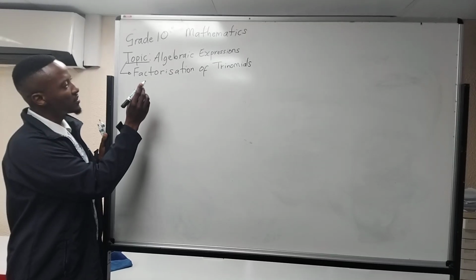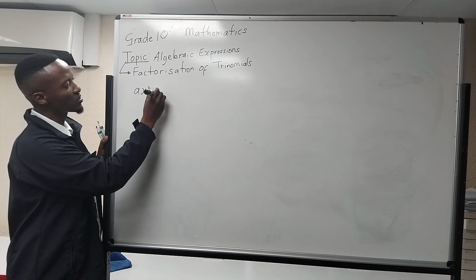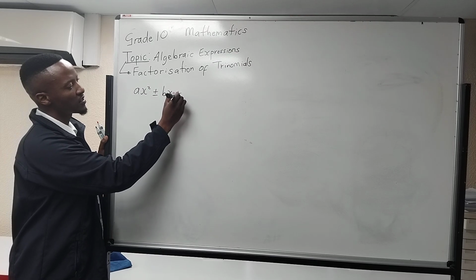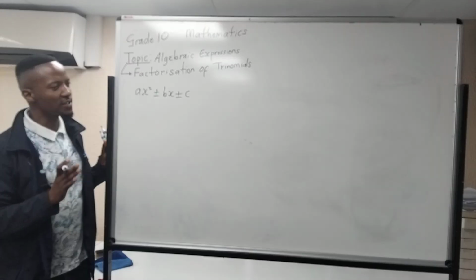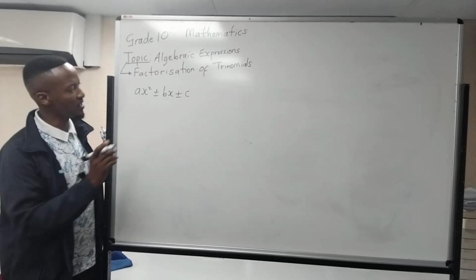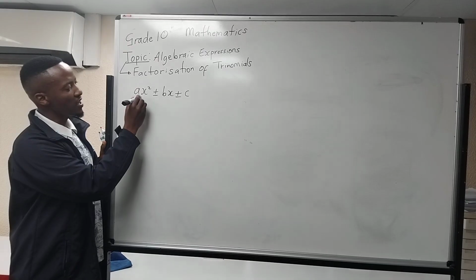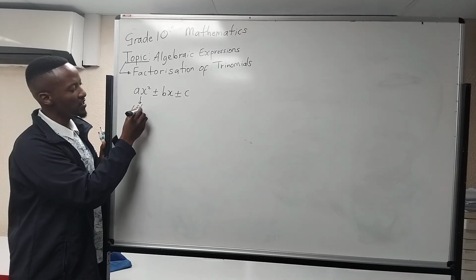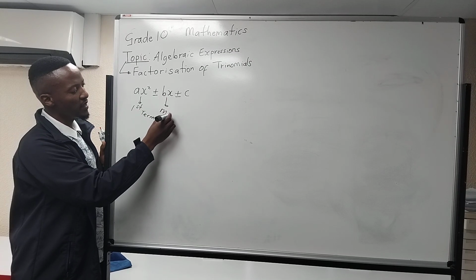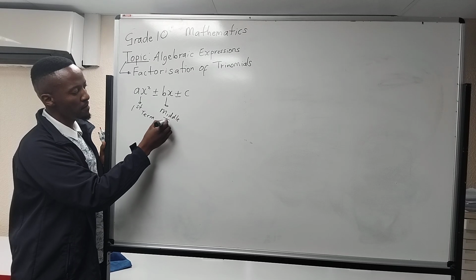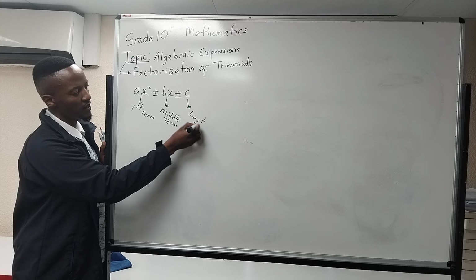The general term of a quadratic trinomial is in the form of ax squared plus bx plus or minus c. When we talk of a trinomial, we are talking of an algebraic expression that has three terms: the first term, the second term, and the last term. So ax squared represents our first term, bx represents our middle term, and c is our last term.